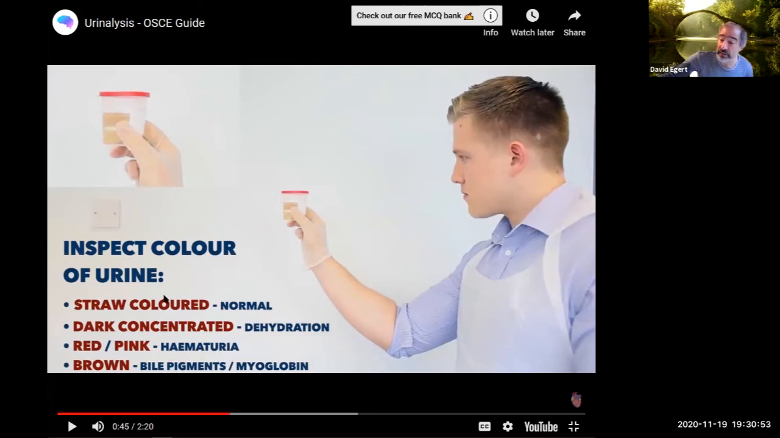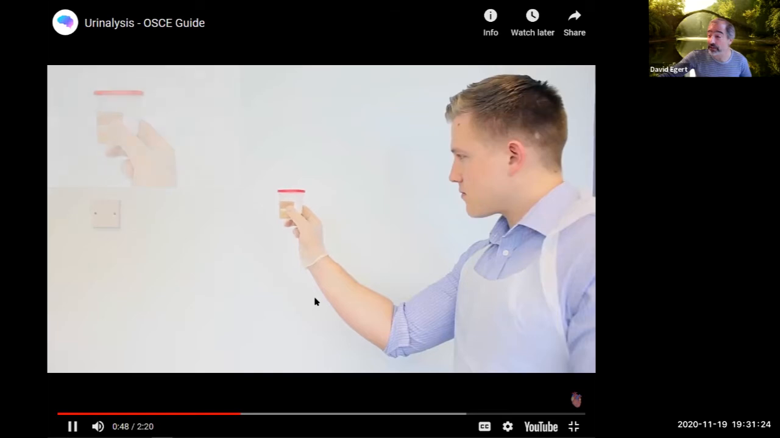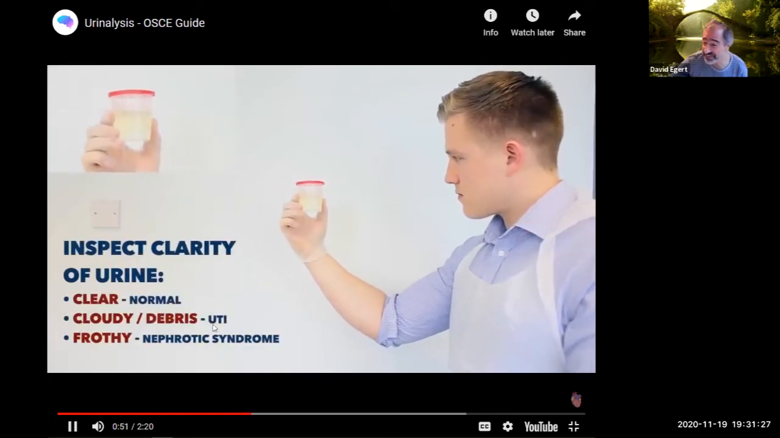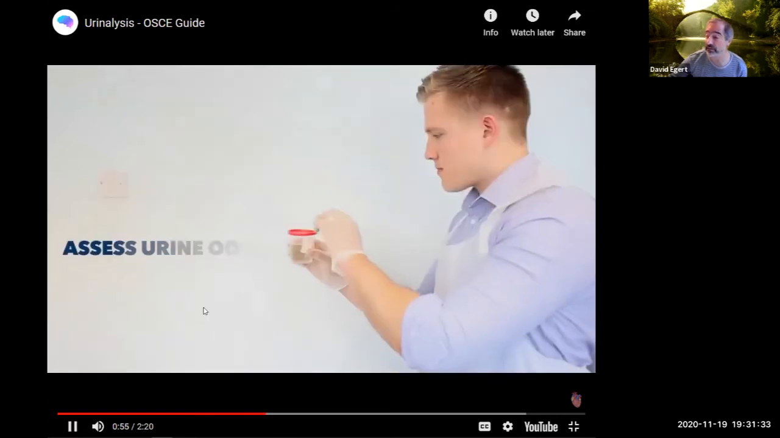Again, this is what I was talking about. The color does tell you stuff. Normally it should be kind of a light yellow, straw colored. If it's very dark, that means it's probably really concentrated due to dehydration, although it could be from other things in your diet. If it's reddish or pinkish, it could be blood, which is not a good thing. Brown, like I was talking about those bile pigments, like the bilirubin. And again, cloudy, often from bacteria.